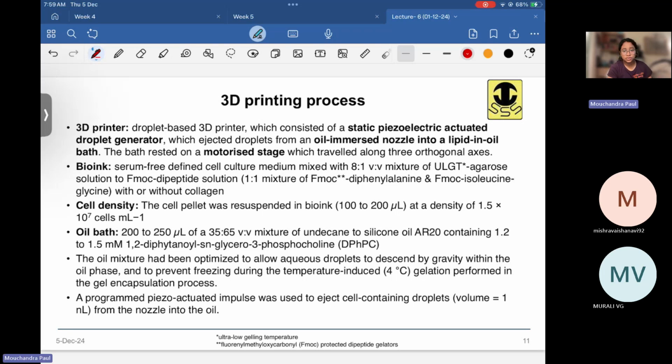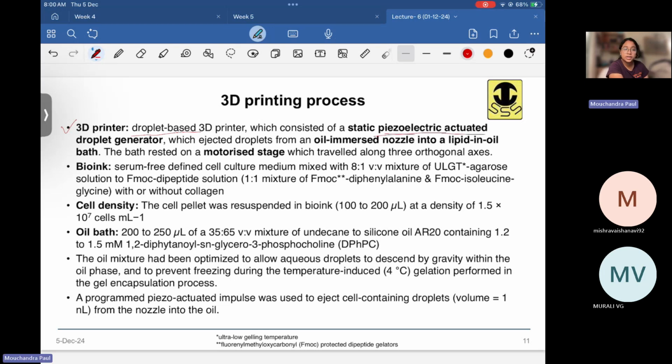I'll quickly go over the points first, and then with each point, I'll show you the images and everything. If you have any queries in between, let me know. So the 3D printer that they used is actually a droplet-based 3D printer, and the droplets are formed by drop on demand using a piezoelectric actuator.